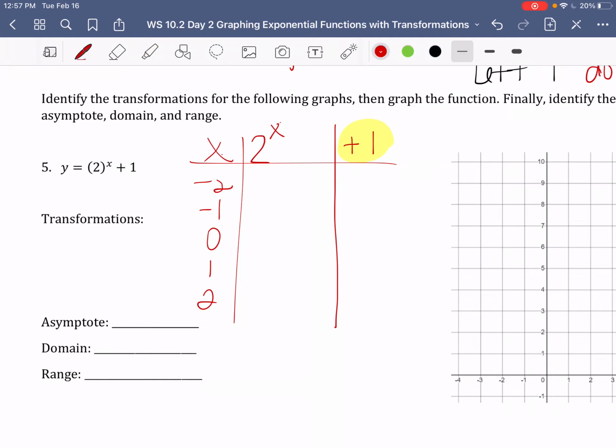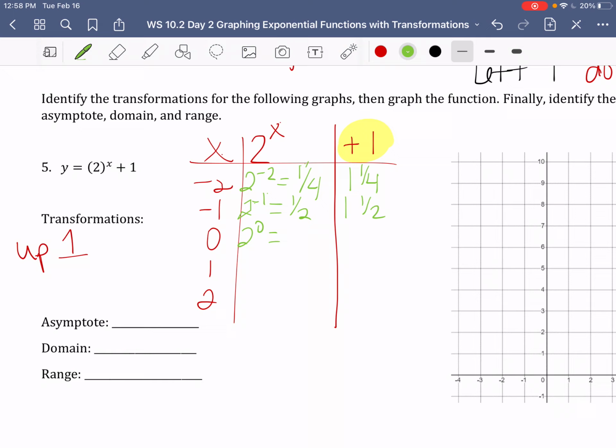And this +1 is telling you what our transformation is. So if it's +1, you guys were already doing transformations. We just weren't necessarily explicitly talking about it. It's going up 1. So we still do our table normally. So 2 to the -2 is 1/4, and we just used our calculator for that. We added 1, and that's 1 1/4. 2 to the negative 1 is 1/2. Add 1 is 1 1/2.